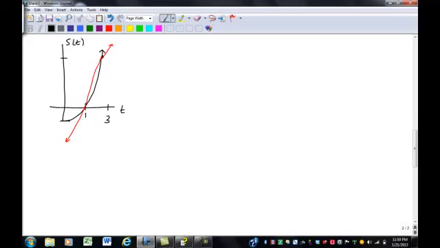So we're going to do the same thing again. We're going to find the average velocity. But this time, instead of going from 1 to 4, we're going to go from 1 to 3. And it's the same equation. S sub t is t squared minus 1. So the same formula holds.